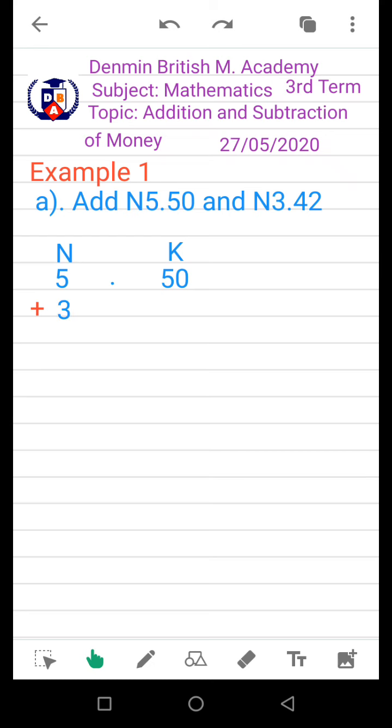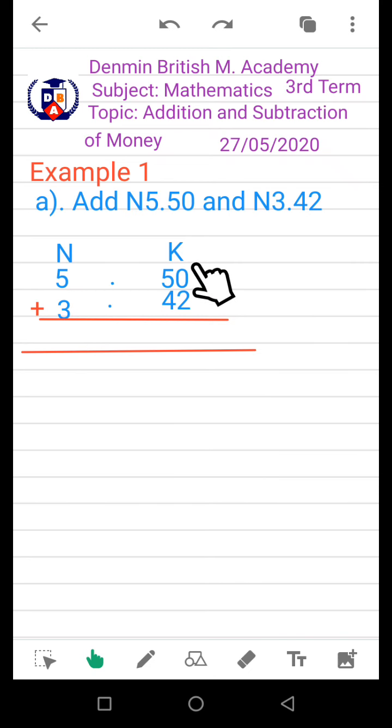Plus 3 naira, that is also the kobo side. All right, so now we have 5 naira 50 kobo, 3 naira 42 kobo. So the kobo have to be on the kobo side, the naira have to be on the naira side.